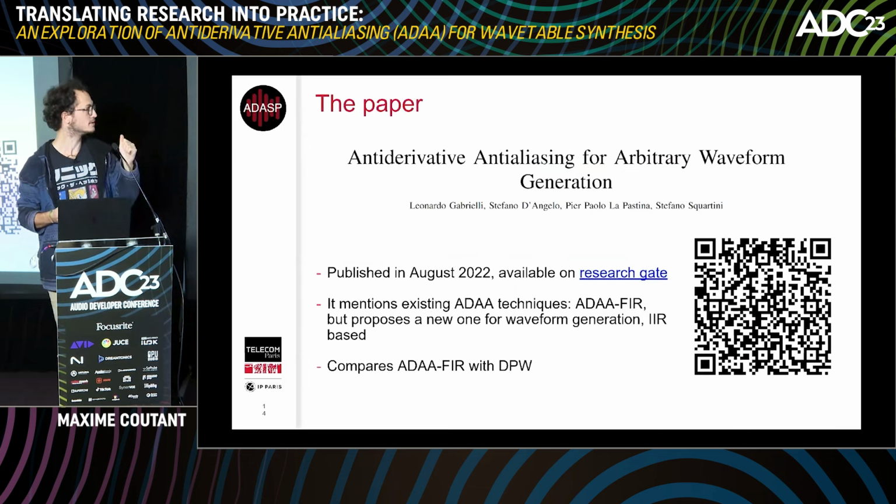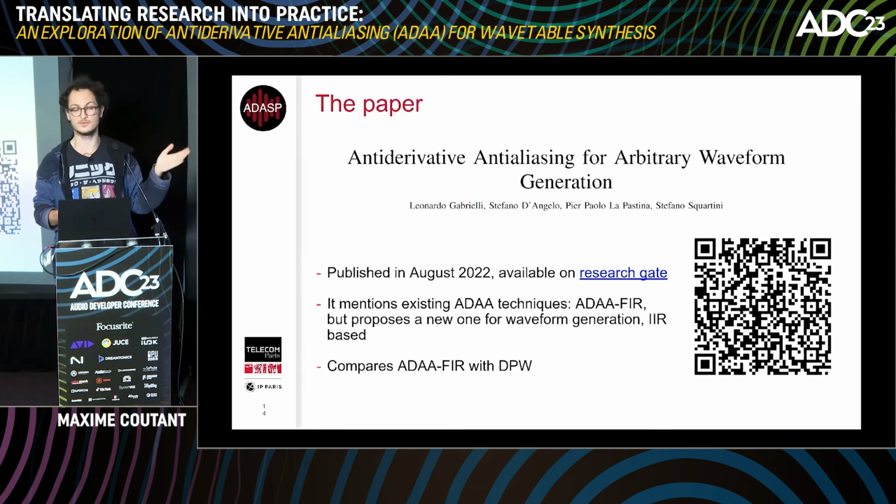The paper was written by Leonardo Gabrielli, Stefano D'Angelo, who might be in the room with us. I saw it. Yeah, he's there. Pierpaolo Lapastina and Stefano Squarcini. And it was published in August 2022. It's freely available on the internet. You can scan the QR code to access the paper.